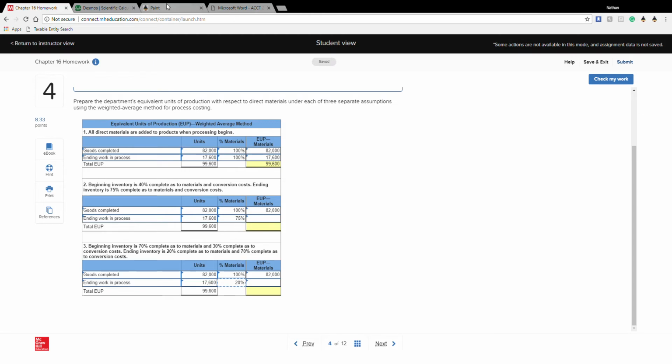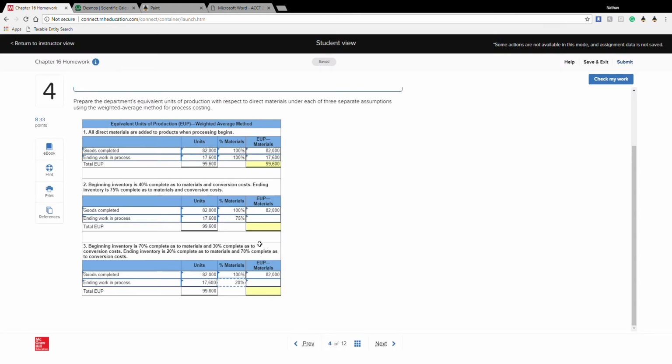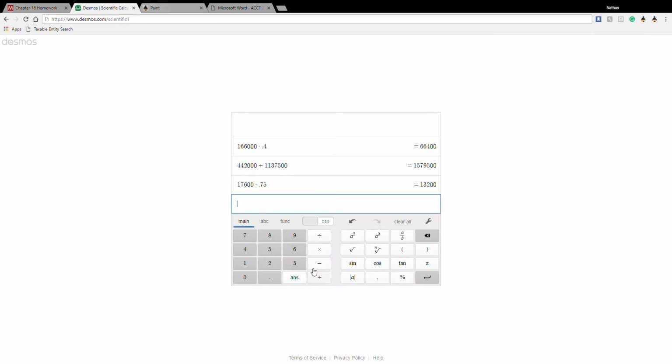Alright, so let's take our calculator, let's see if we get all this correct. So times by 0.75 says that's got to be 13,200. And now we got to take the other scenario and times it by 0.2. 3,520.